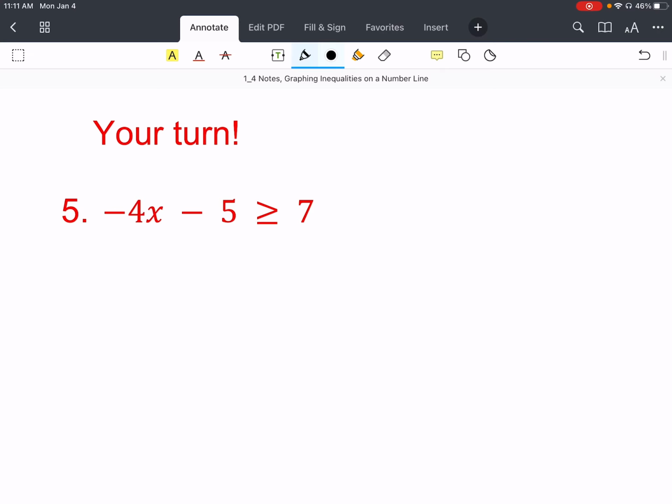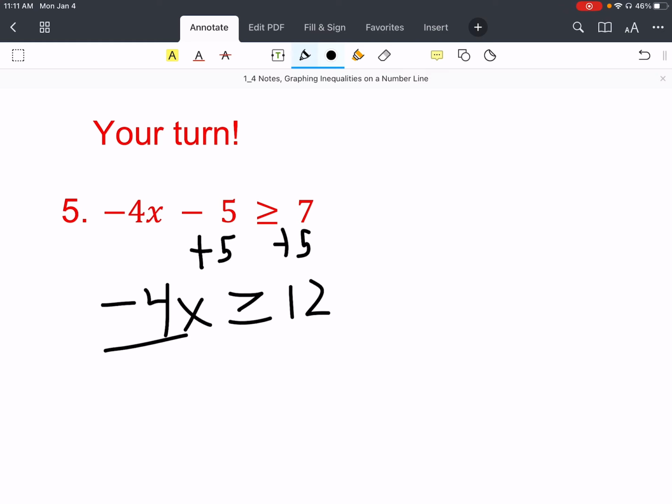Okay, I'm sure that you paused the video and actually did it and didn't just wait for me to do it. You should have added 5 to both sides. Negative 4x greater than or equal to 12. Divide both sides by negative 4, and then negative 3, and we have to flip the alligator. X is less than or equal to negative 3.